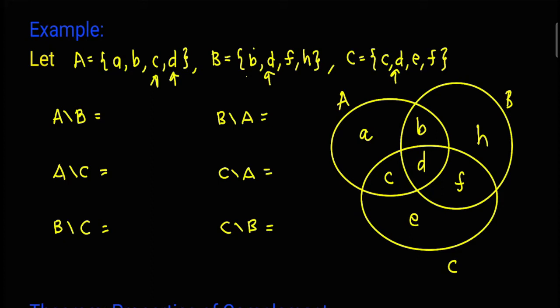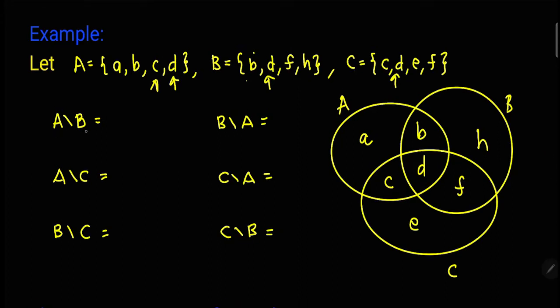So what is A except B? Anything in A outside B. So the first set will be the collection, and then you will remove. So this is the first, the collection, and then B will be removed from this collection.